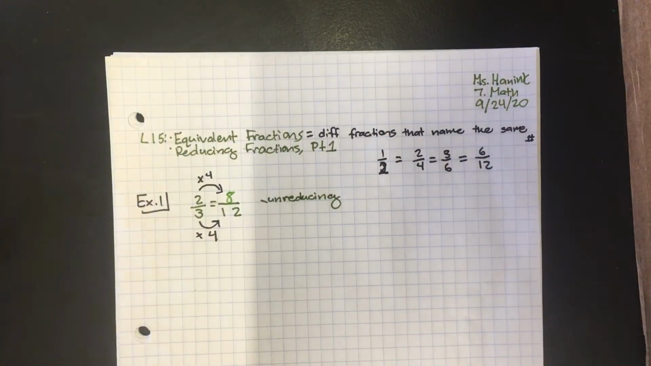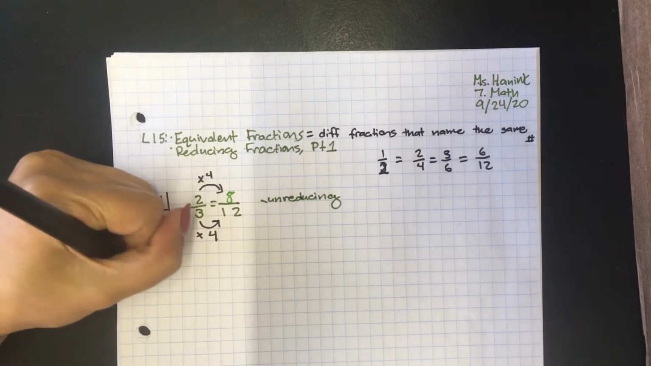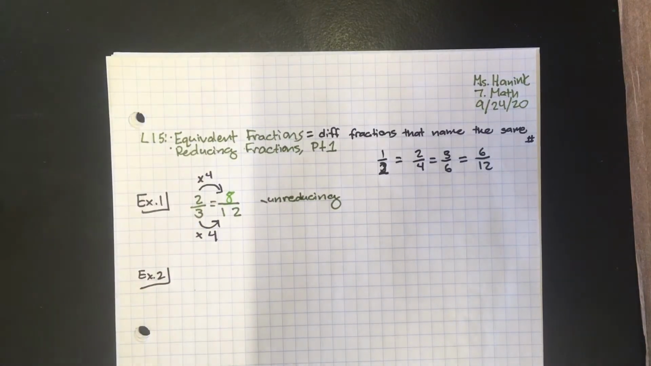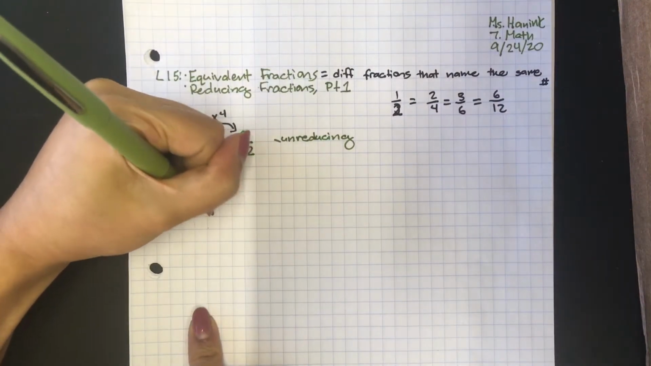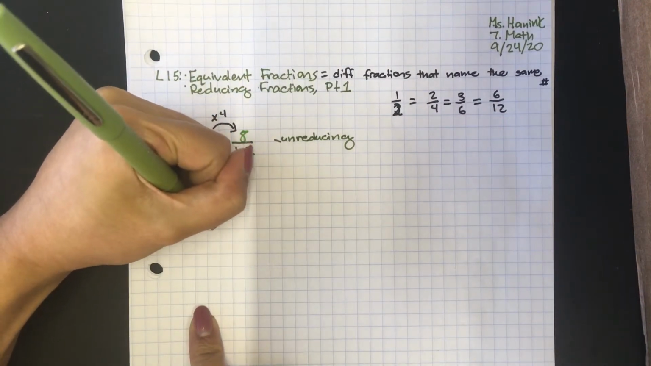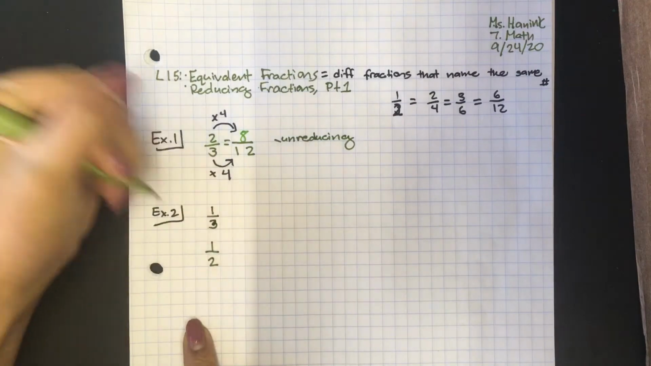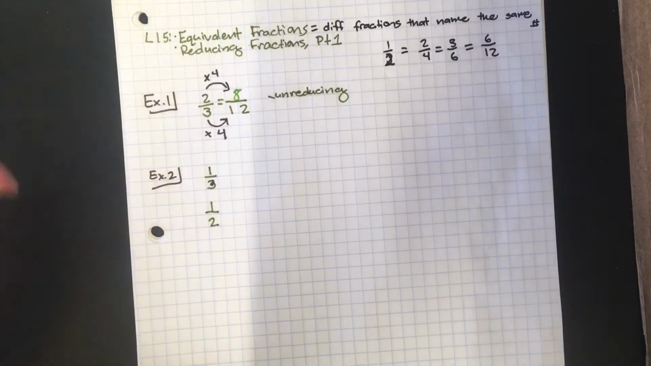Now, for example 2, we need to find a fraction equivalent to 1/3 that has a denominator of 6. Next, find a fraction equivalent to 1/2 with a denominator of 6. Then add the 2 fractions you found. All right, this sounds like super extra, but we did this a lot last year. But it's a good review.